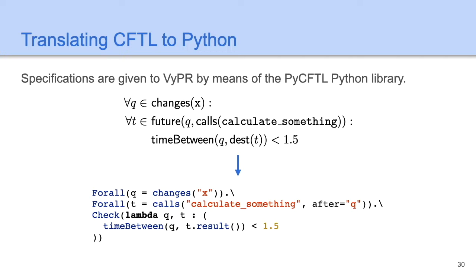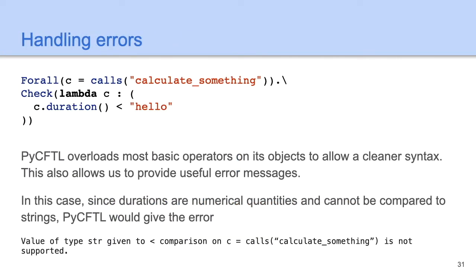So to conclude this brief introduction to PyCFTL, we provide an intuitive library to software engineers so that they can express the behavior requirements of their programs in an intuitive way and in a language that they're already accustomed to. Because of the way that PyCFTL is implemented, that is, it overloads most basic operators on its objects to allow a cleaner syntax, we also have the advantage that we can provide useful error messages.